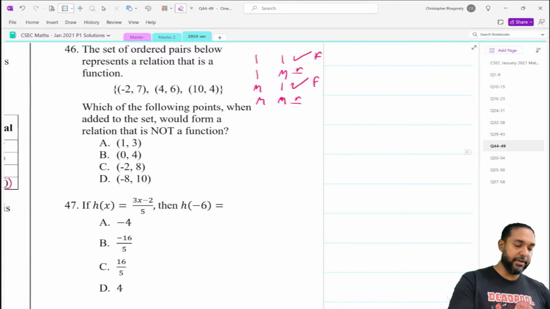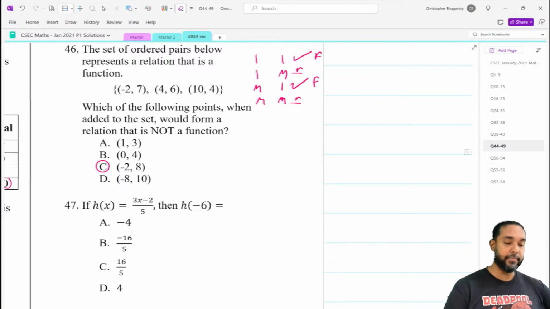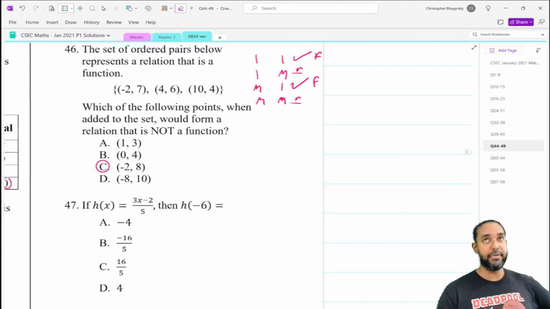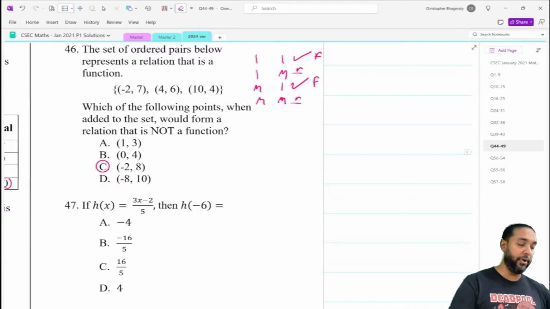Okay, so that's minus 2. Minus 2 going to 7 and to 8 is a 1 to many, which makes it a relation but not a function. To be a function, you have to either be 1 to 1 or many to 1.